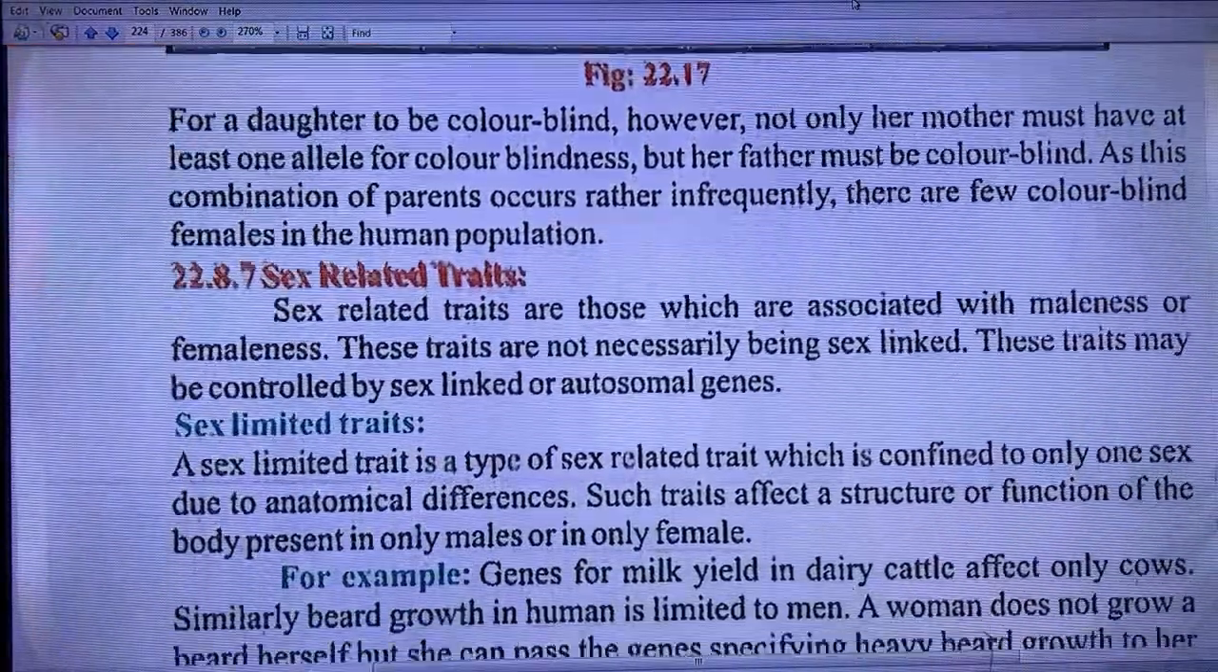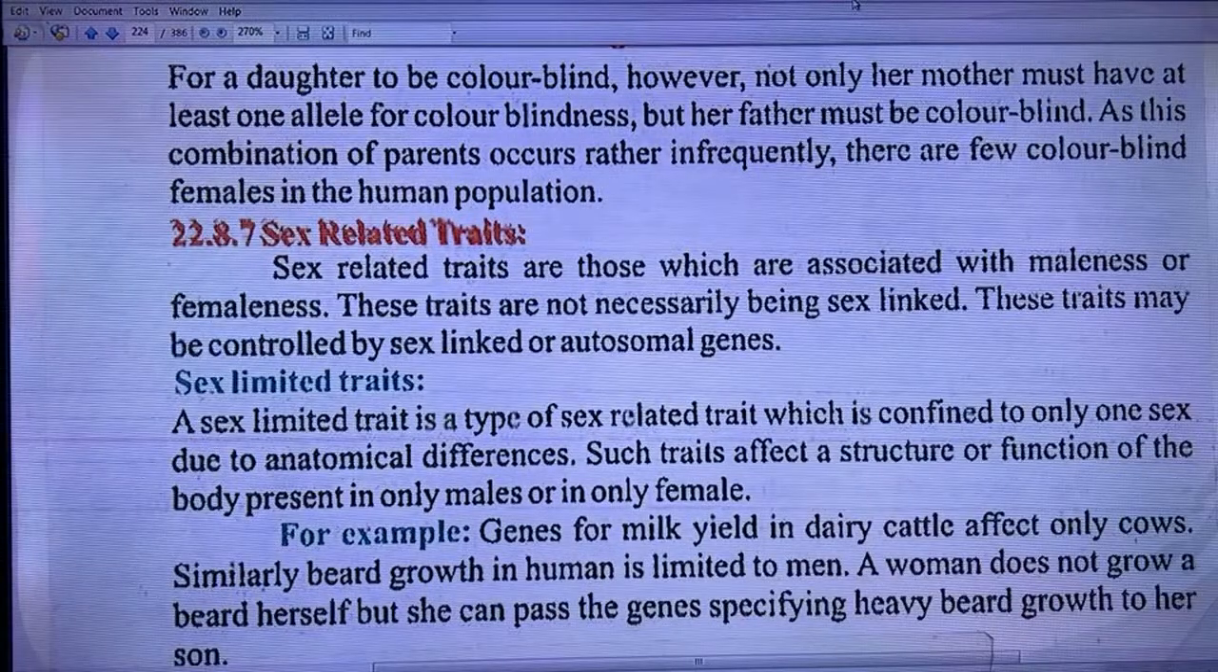For a daughter to be colorblind, however, not only must her mother have at least one allele for colorblindness, but her father must be colorblind. As this combination of parents occurs infrequently, there are few colorblind females in the human population.